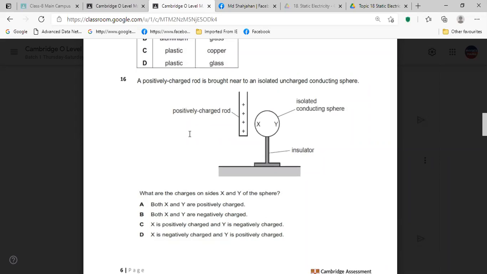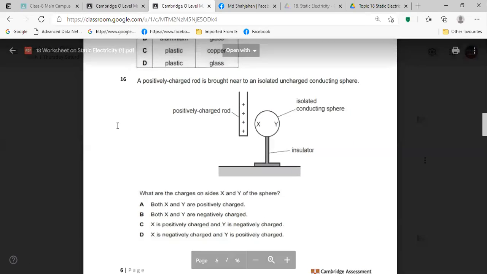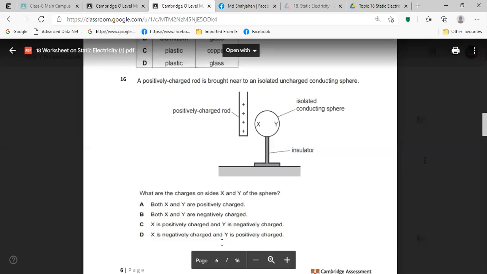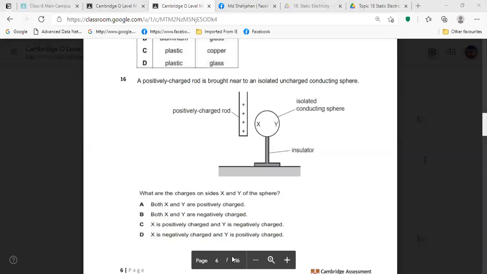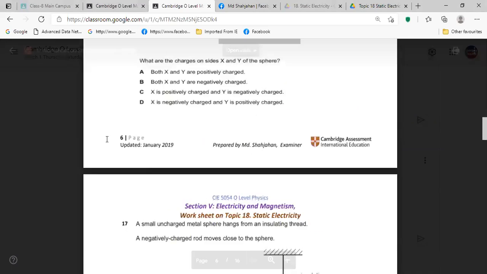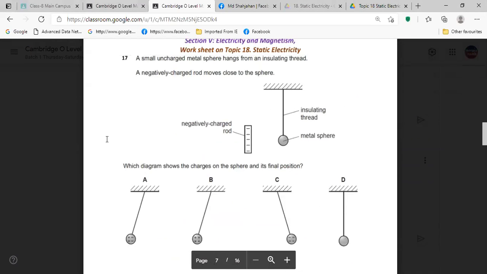Okay. So what is your answer, Farabi, now? The answer is, Sir, C. No, sir, it's D. D. Yes. X is negatively charged and Y is positively charged. Yeah, be confident about your understanding. Okay. 16 is done. Another easy question.